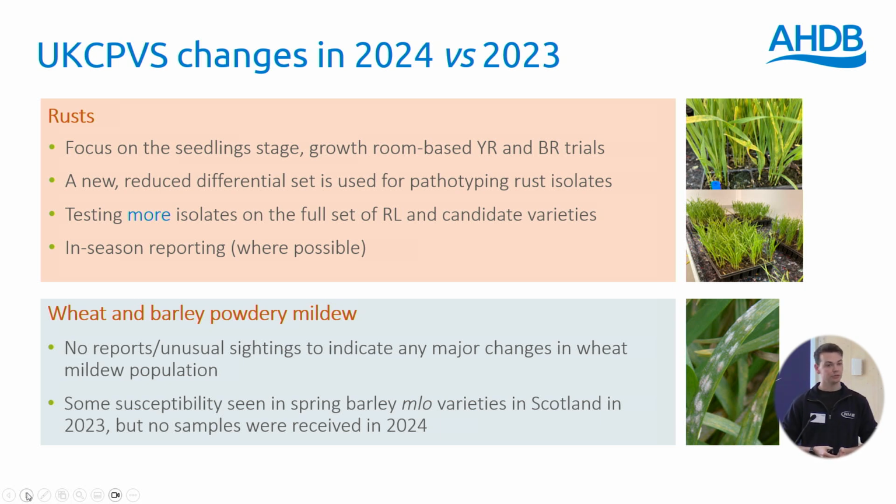For wheat and barley powdery mildew, for wheat, we didn't see any sort of unusual sightings or reports in 2024. And although in 23 there was some susceptibility seen up in Scotland for barley powdery mildew, we didn't actually receive any samples this year or last year.